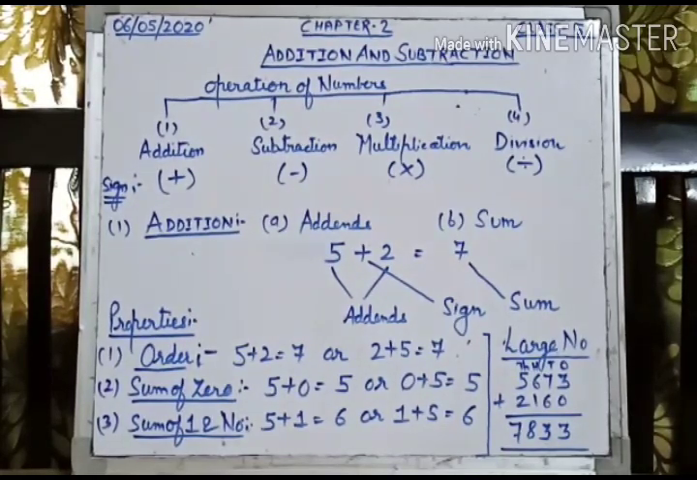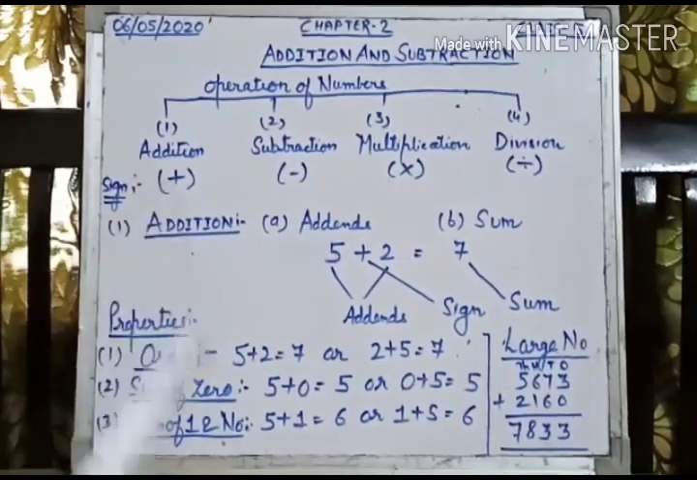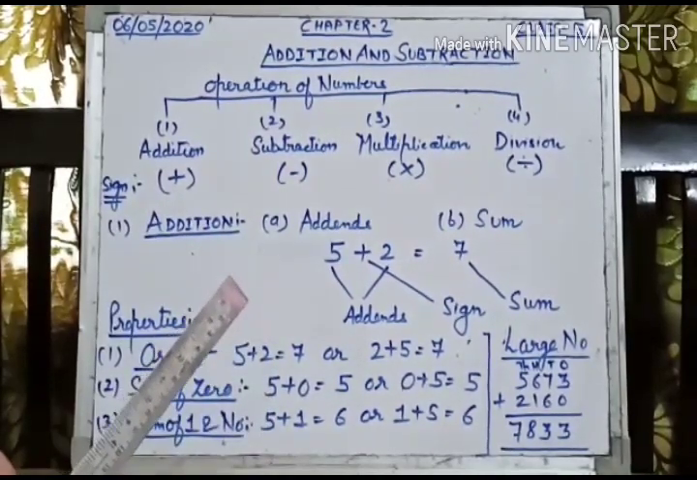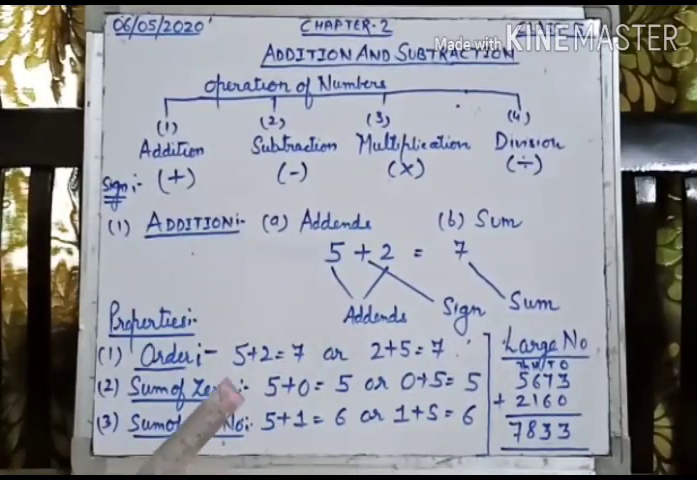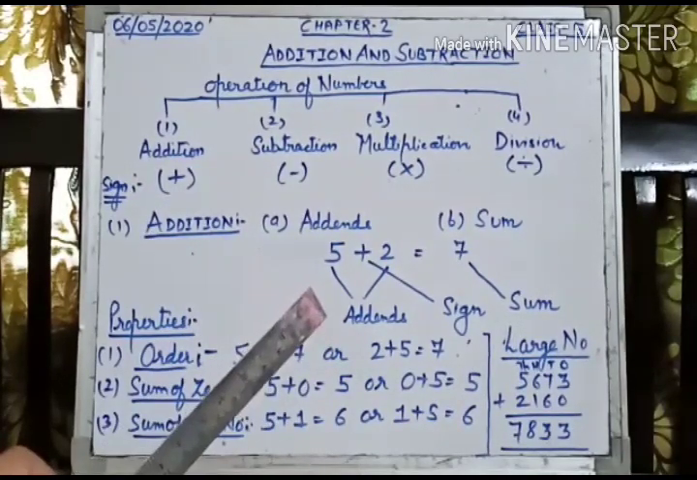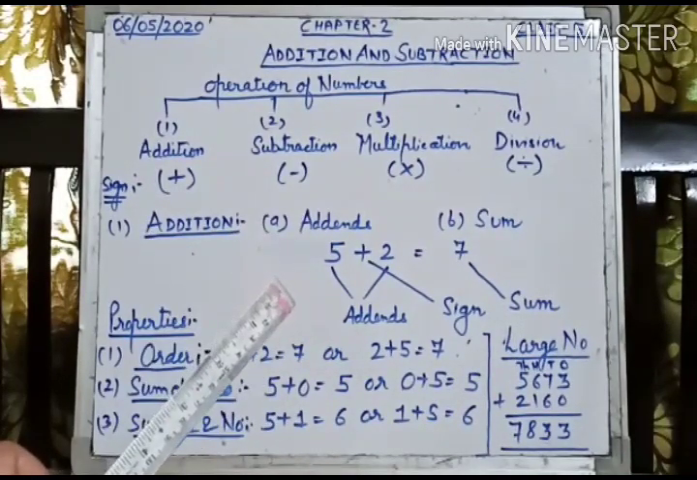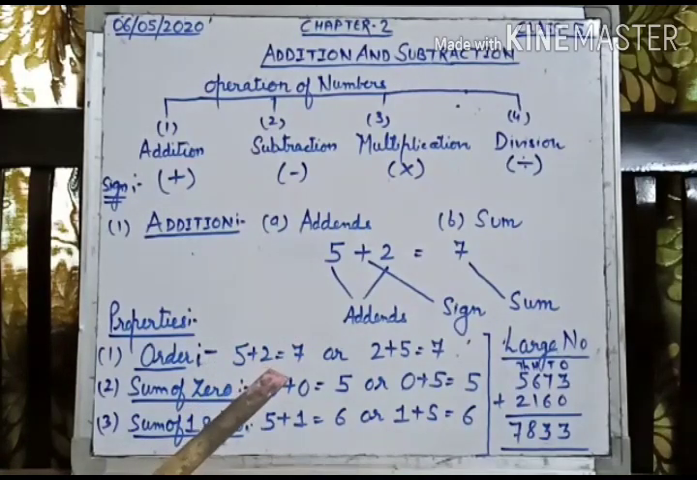When we are talking about large numbers, now you are in class 5, you must know that while adding large numbers, whether it is a 1-digit, 2-digit, 3-digit or 4-digit number, your addition should start from the ones place. Suppose I have given you an example. Can you see on the board? That example is 5673 plus 2160. From where are you going to start your addition? Obviously, you will start from 3 plus 0, which is 3.